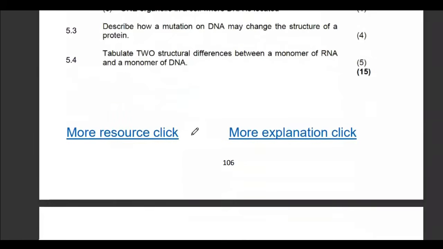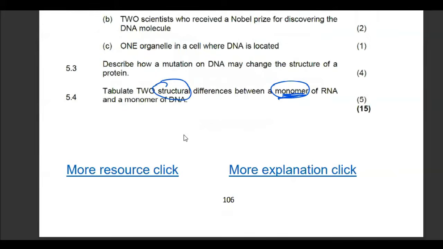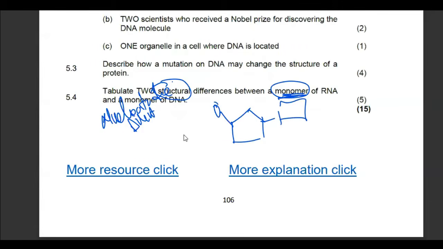Table 2: different structure differences. Now, the major point here is structure, the word is structure, between the monomers, and they are talking about the monomer of DNA and RNA. So if you look at the monomer, you are looking at the nucleotide of DNA and the nucleotide of RNA. So you only look at the structure, which is the nucleotide, of which the nucleotide is made up of a phosphate, a sugar, and then the nitrogenous base. So there are only two differences here you can look at. You can look at the sugar.